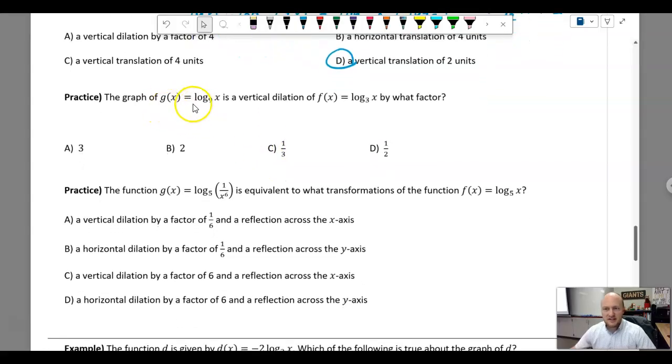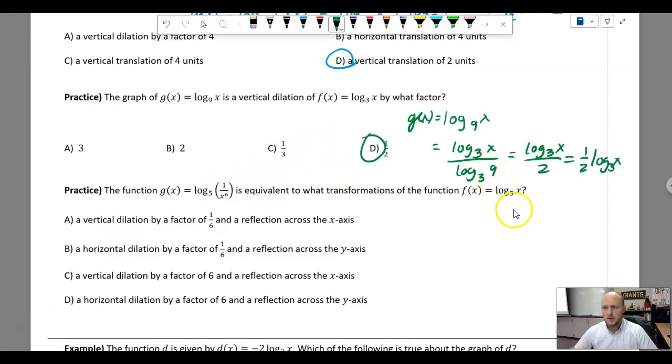The graph of g of x equals log base 9 of x is a vertical dilation of f of x equals log base 3 of x by what factor? Okay, go ahead, pause the video, try this one. Okay, the answer is D again. 1/2 is the vertical dilation factor because I use change of base on log base 9 to make it log base 3, since that's what they want. I have log base 3 of x over log base 3 of 9, and log base 3 of 9 is 2. Because it's in the denominator, that is a factor of 1/2. It's like multiplying by 1/2. Okay? All right.